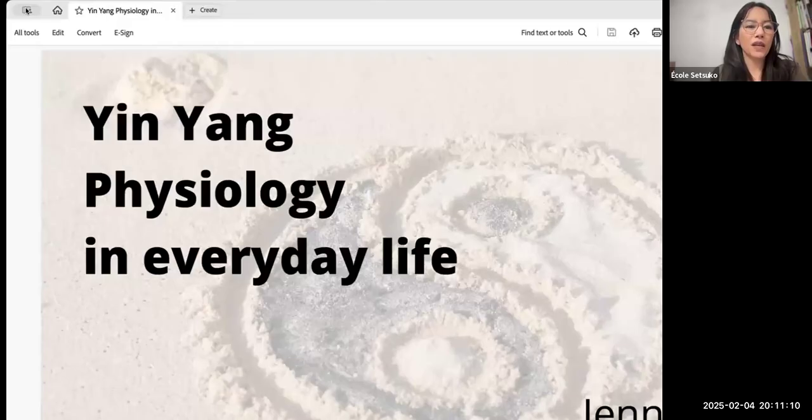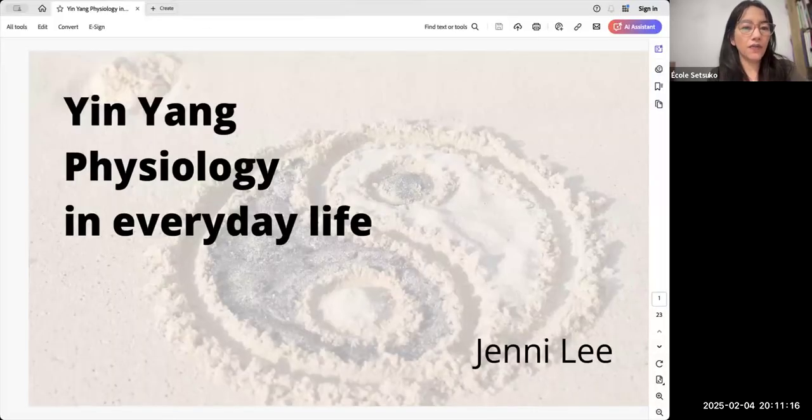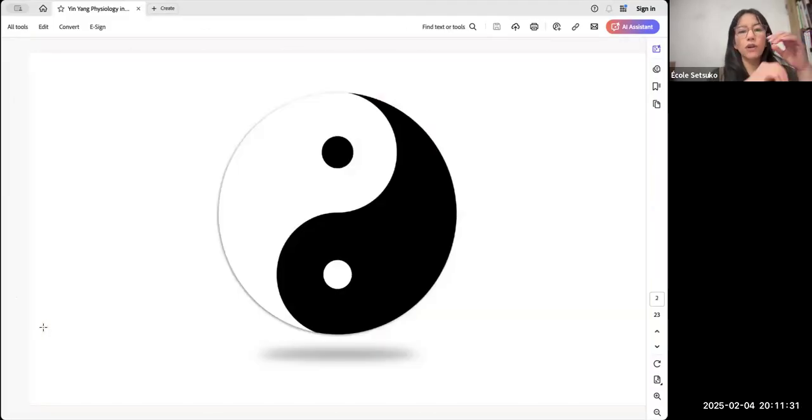Okay, so today we are going to look at the topic Yin Yang Physiology in everyday life. So as I was saying before, everybody knows the symbol of the yin and the yang and may have different relationships to it. We're going to look at it more from a physiological point of view.